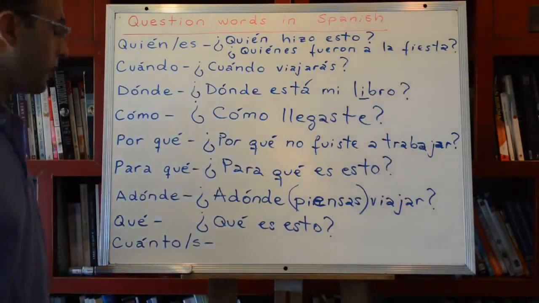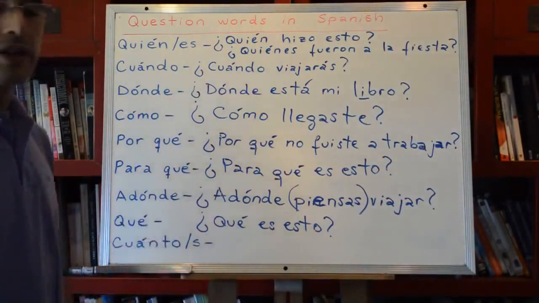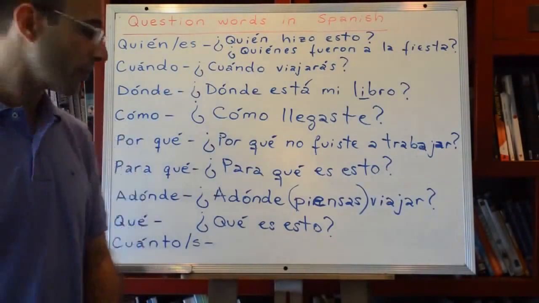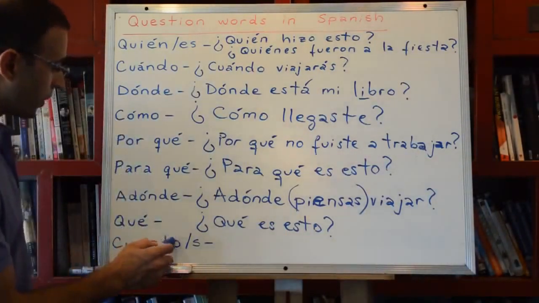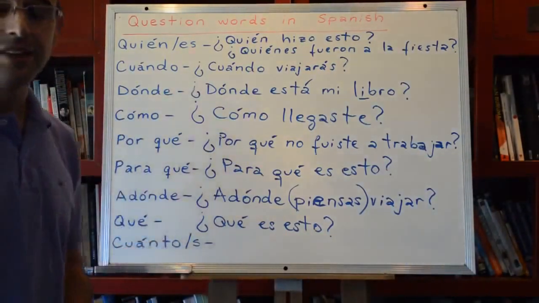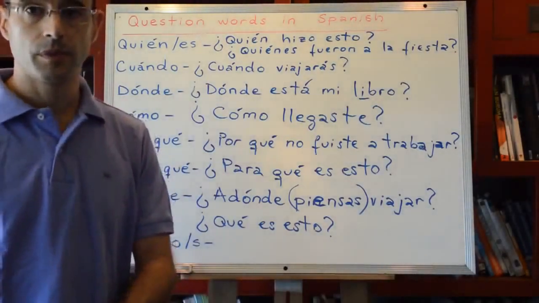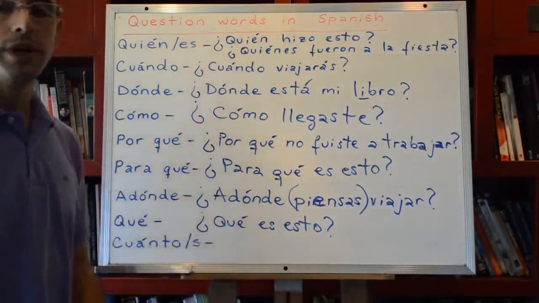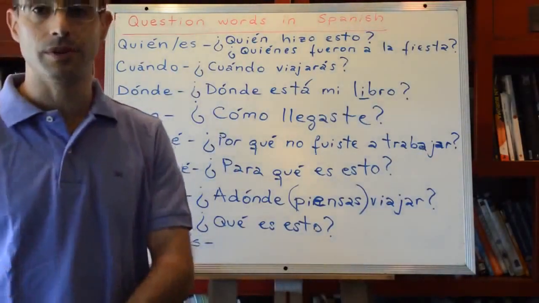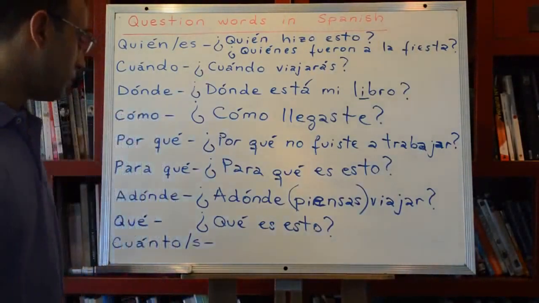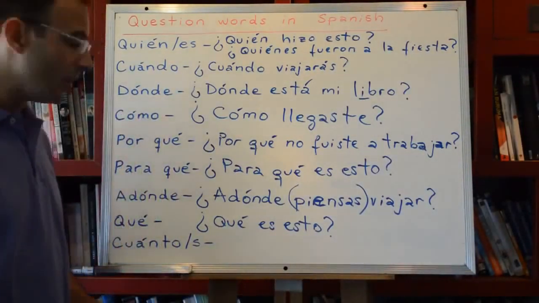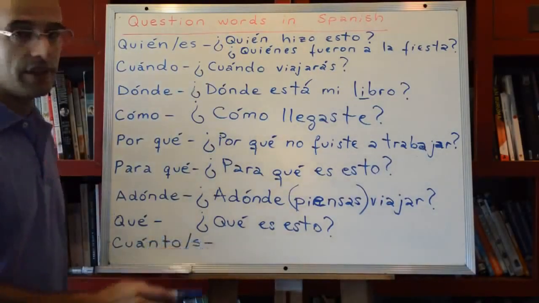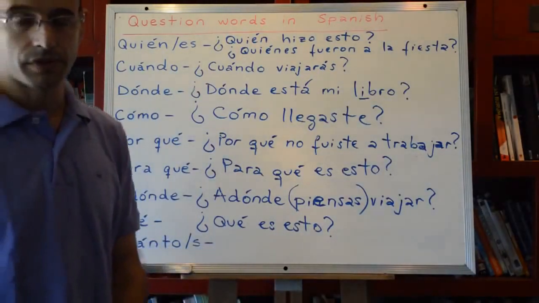The last one, cuánto or cuántos. Okay, this means how many or how much. So, cuánto, without the S at the end, is for uncountable, would be how much. And with the S at the end would be how many, for countable, okay? To remember this easily, remember that plurals in Spanish carry an S at the end, letter S, plurals.